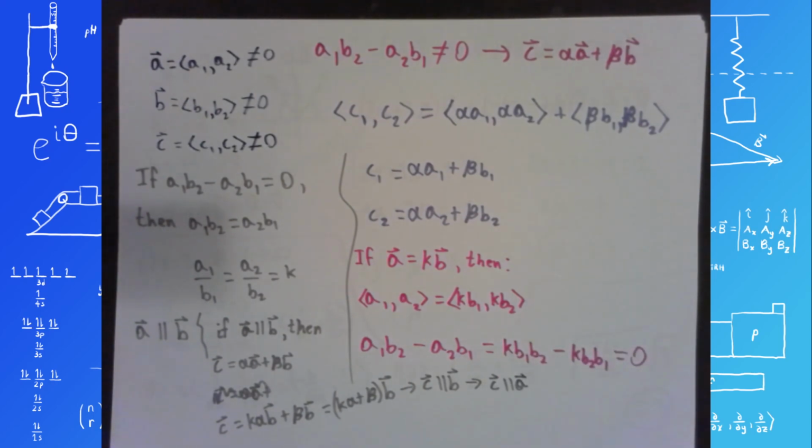So I guess the conclusion from this is nothing that I didn't already know. It's just saying that if A1B2 minus A2B1 was equal to zero, then the only way this would work is if C was parallel to A and B. But that's not exactly the same as proving that when A and B are not parallel, you can express any vector C as a sum of some constant times A plus some other constant times B.